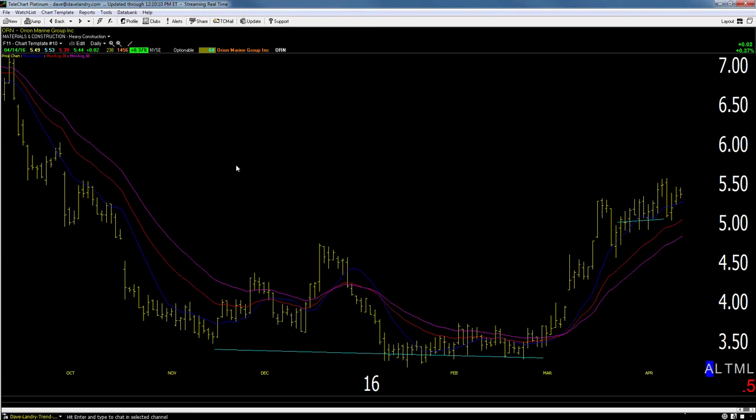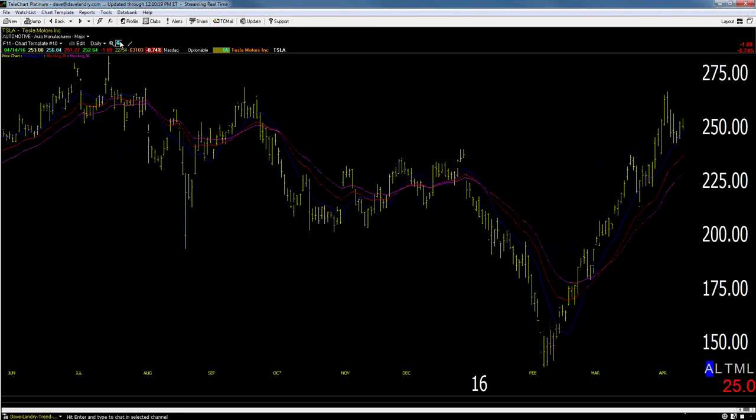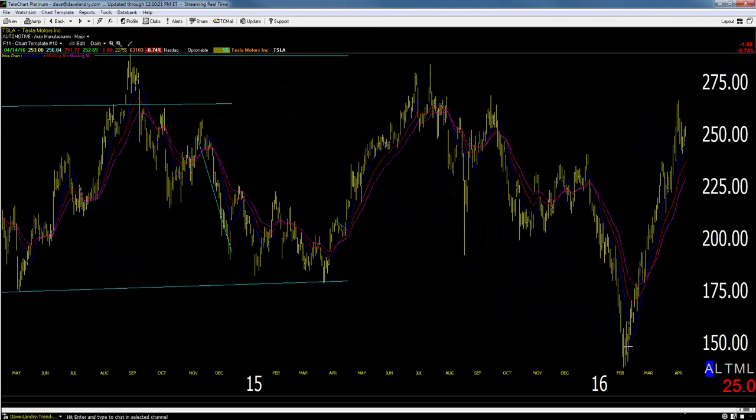Donna wants to know about TSLA, Tesla. Well, Tesla looks okay. This is another one of those elephant stocks, okay? If you're just looking at this leg up here, it looks pretty good, but it's getting ready to bump up against these prior highs in here.